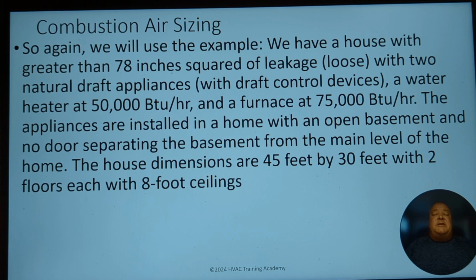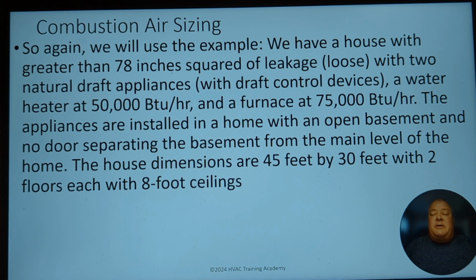So again, we're going to use the example. We have a house with greater than 78 inches squared of leakage, meaning it's loose. Two natural draft appliances, and we're going to stick with the water heater at 50,000 and the furnace at 75,000. The appliances are going to be installed in a home with an open basement, no doors separating the basement from the main level of the home. The dimensions are 45 by 30 feet with 2 floors, each with an 8-foot ceiling.